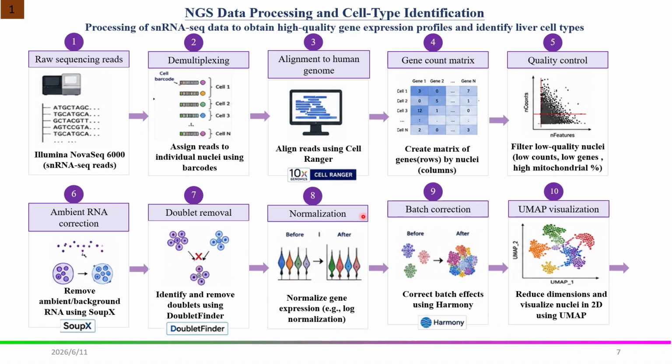Step 8. Gene expression values are normalized, so different nuclei can be compared fairly. Step 9. Batch correction is performed using Harmony to reduce technical differences between donors or samples. Step 10. Finally, UMAP visualization is used to reduce the data into 2 dimensions and show nuclei as clusters.